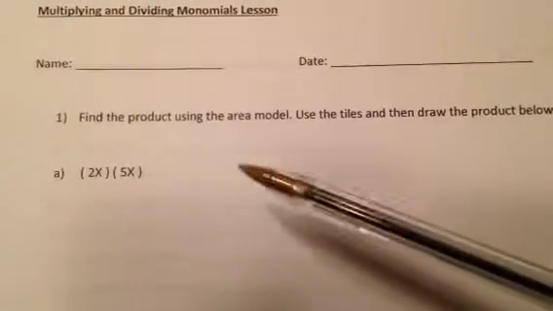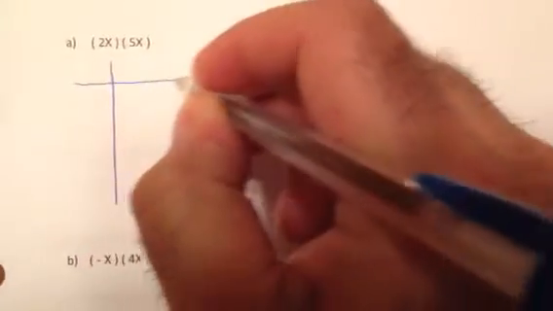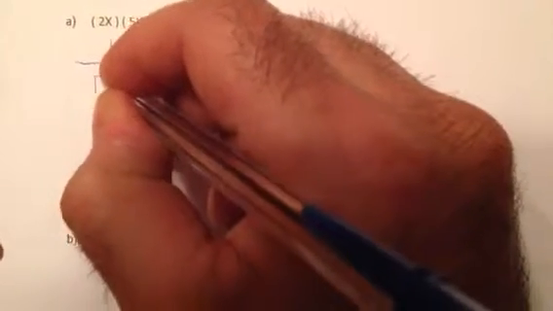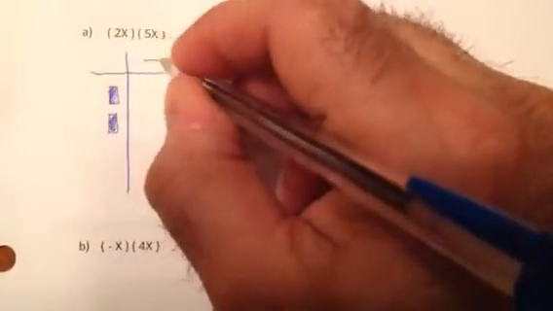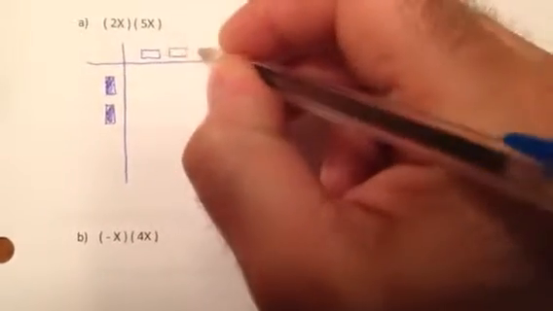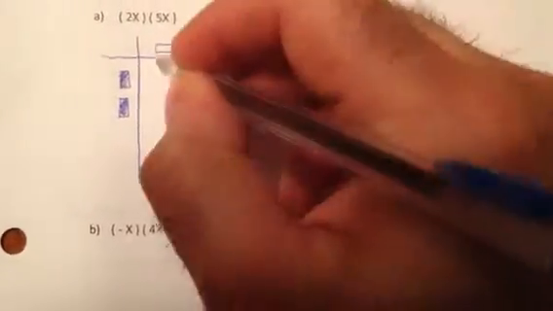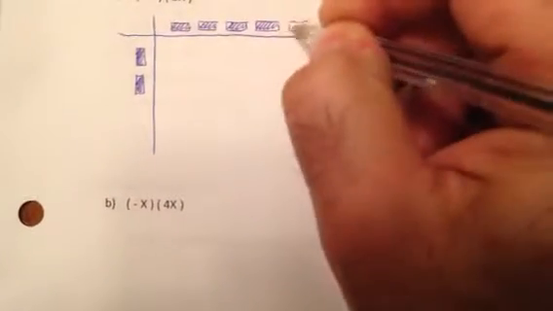In this first question, you will have to multiply these two monomials using the area model to find the product. To use the area model, we draw what I call the TP. We put the first monomial on the left side, so we have 2 x's, and the x's are just little tiles. Then we have 5 x's, which we put along the top. This is called the area model.